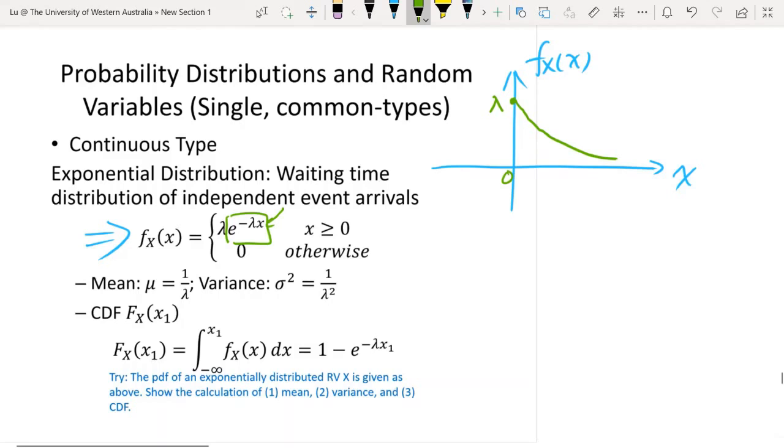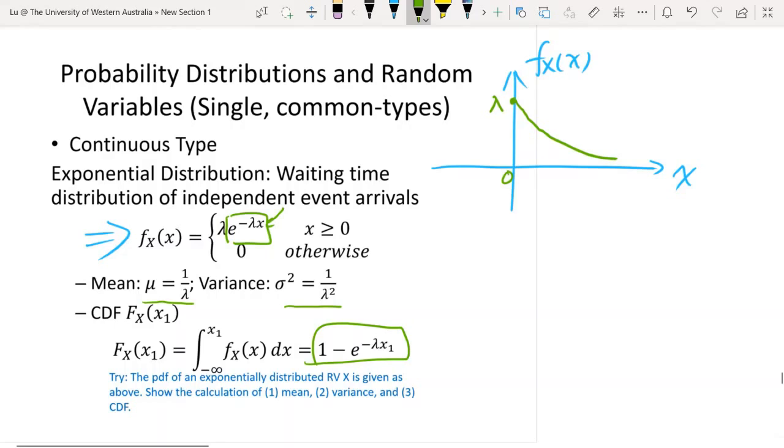We need to know, by the end, that for this type of distribution the mean value of the random variable is 1 over lambda, and the variance is 1 over lambda squared. Its CDF is 1 minus e to the power negative lambda x. Very easy calculation. I believe you can do that by yourself. But if you have a question or trouble, please let me know.